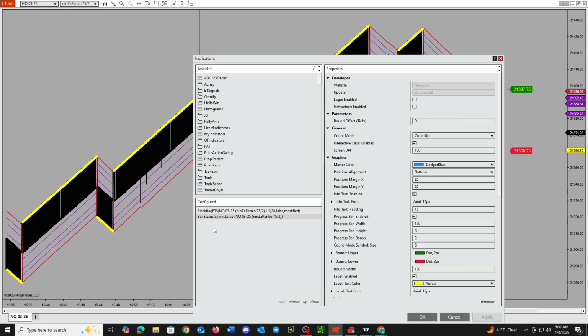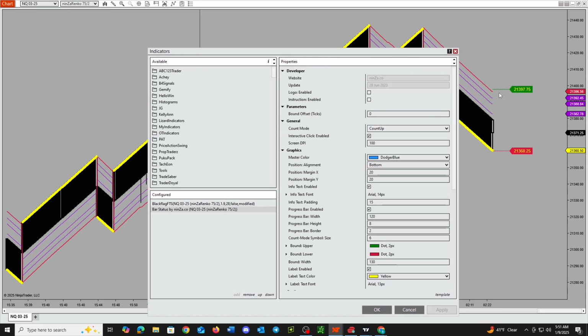The bar status by Ninza is simply these. For those of you that may be new watching this the first time, it just shows me where the bar, when this current bar closes, it's either going to close here or here. And that's important for an aspect of this that I'm going to show you a little bit later on. All right, that's all I have.